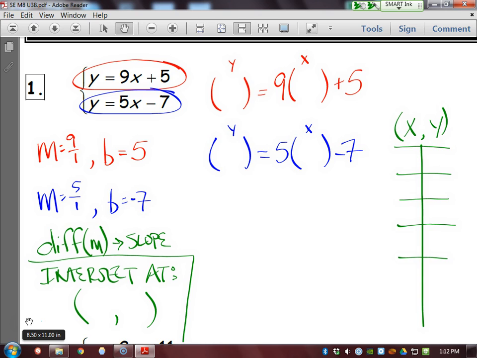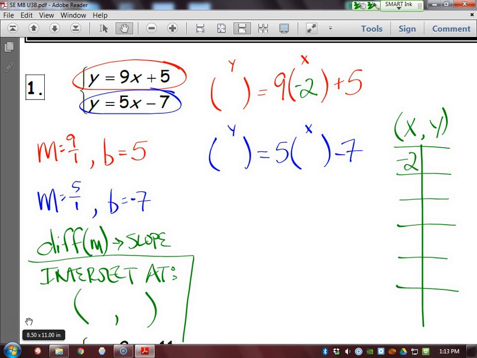As two lines cross, the numbers get closer together at that point, and as they are farther away from each other, then we know that they're not going to be crossing in that direction. So let's try the easiest one possible, and we'll compare it. So first let's take x being -2. Okay? So if x is -2, that's 9 times -2 plus 5.